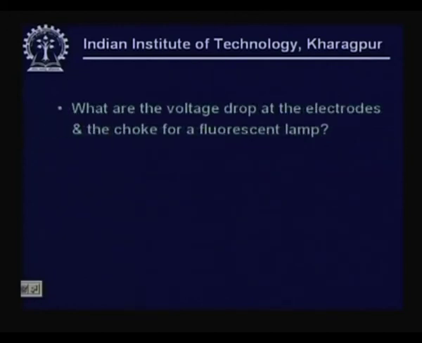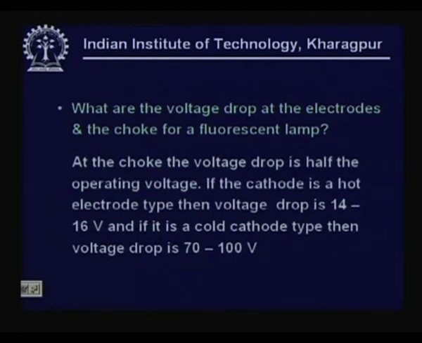What are the voltage drops at the electrodes and the choke for a fluorescent lamp? For the choke, the voltage drop is half the operating voltage. If the cathode is a hot electrode type, then the voltage drop is around 14 to 16 volts, and if it's a cold cathode type, it's around 70 to 100 volts.